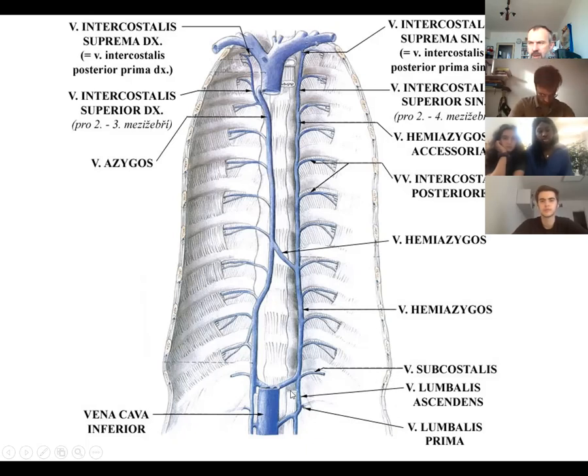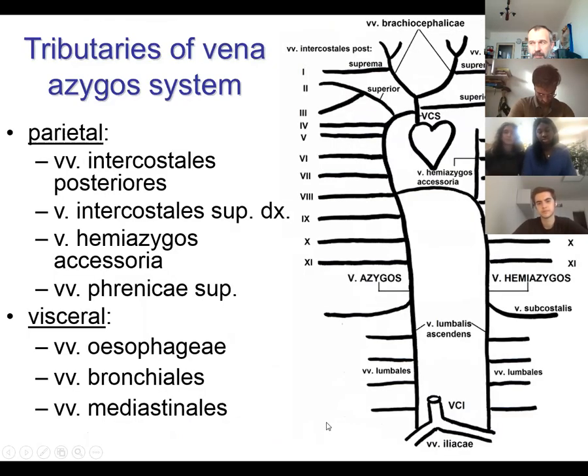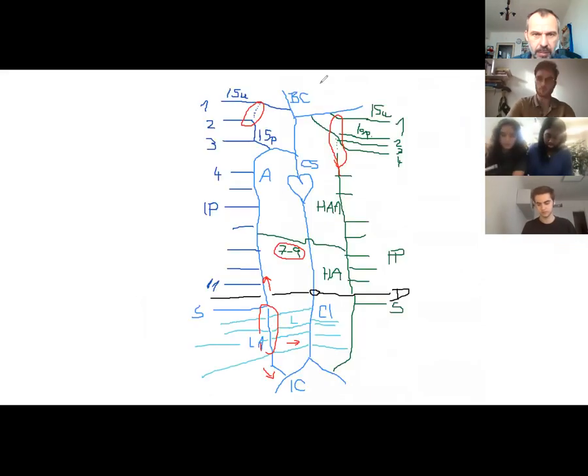Here you can see the lumbar veins, how the lumbar veins interconnect the azygos, hemiazygos with the inferior vena cava. So these are the tributaries, and we have not talked about the visceral ones. We should not forget that we have the visceral tributaries as well. Yeah. So in the scheme, we should of course add some visceral tributaries.